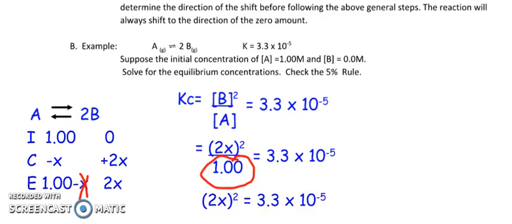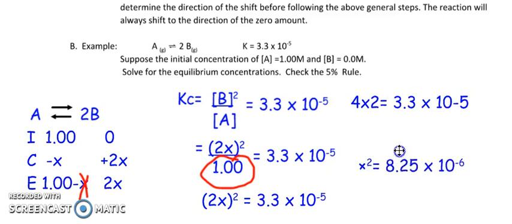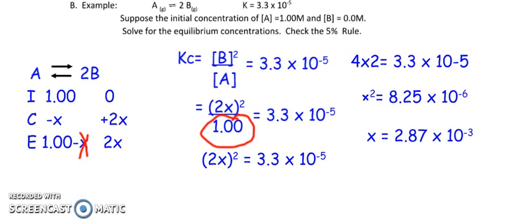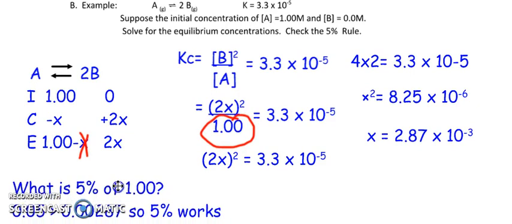Quantity 2x quantity squared equals 3.3 times 10 to the negative 5th. So I went ahead and squared it. This should be 4x squared. My 2 didn't make it as an exponent there. Neither did my negative 5. So anyway, 4x squared equals 3.3 times 10 to the negative 5th. Divide both sides by 4. And then take the square root. Okay, so what do I do now? The question now becomes, is my answer less than 5%, or does the 5% rule work?